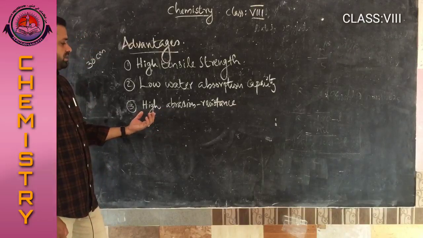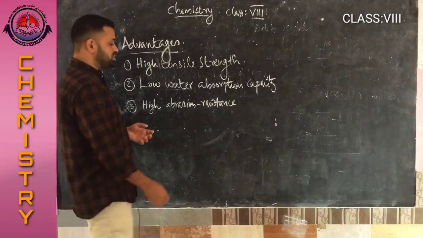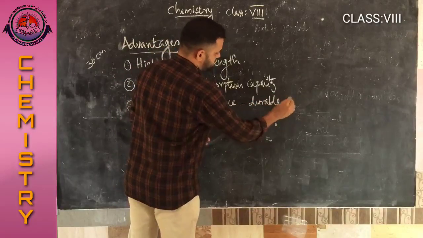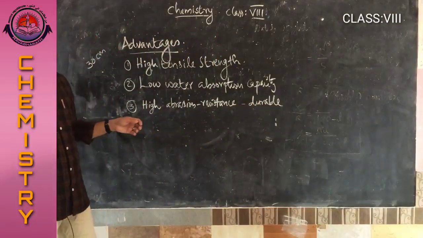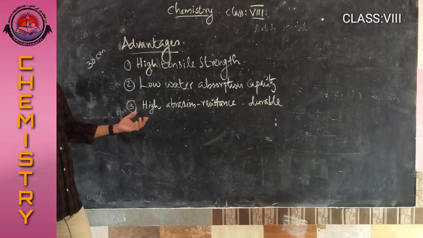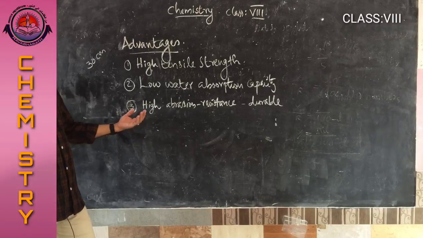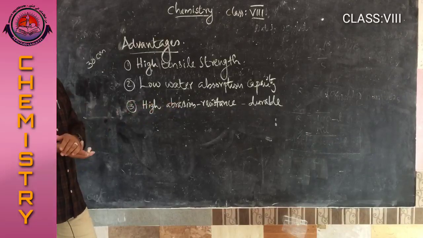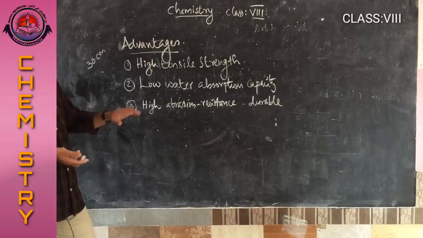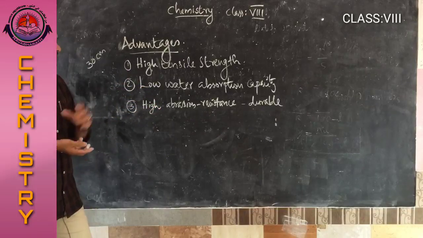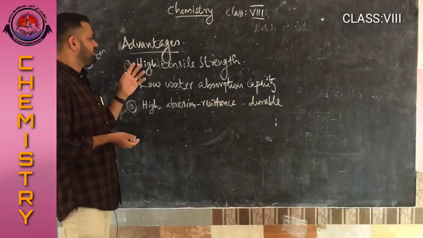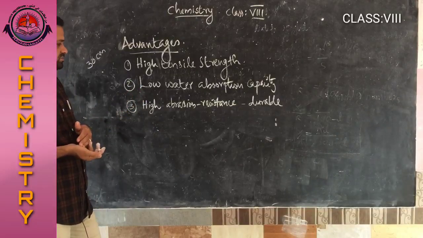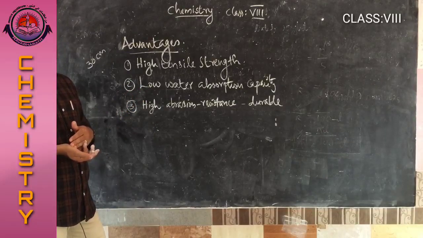That is why they are more durable. It means they are long lasting. They have long lasting capacity because they have high abrasion resistance. That is wear and tear. That is called abrasion resistance. So abrasion resistance is more in the case of synthetic fibers, and natural fibers have a low abrasion resistance, and that's why they are less durable.